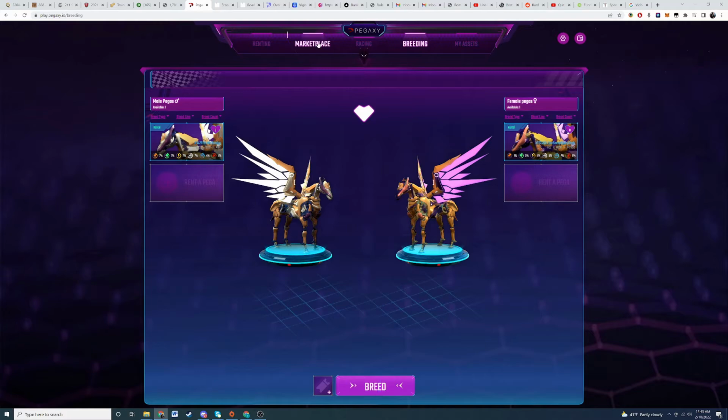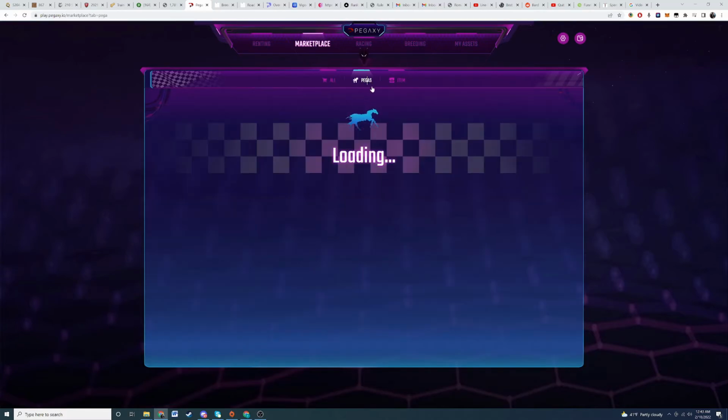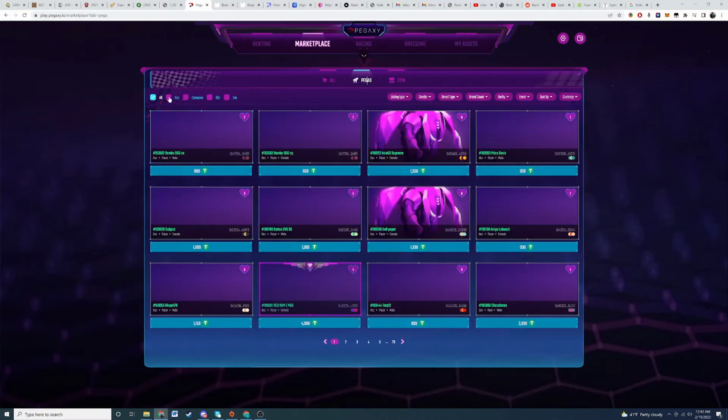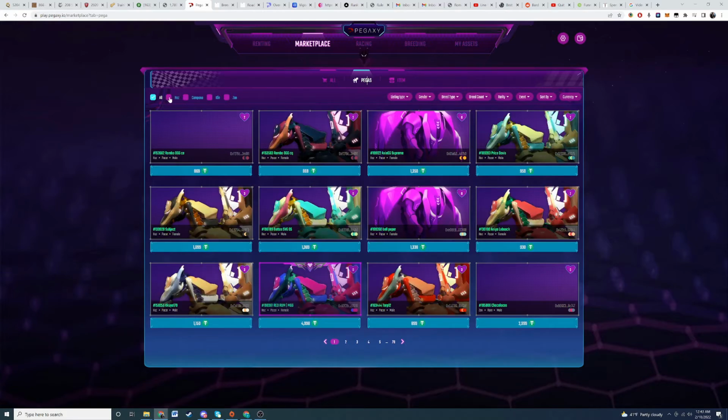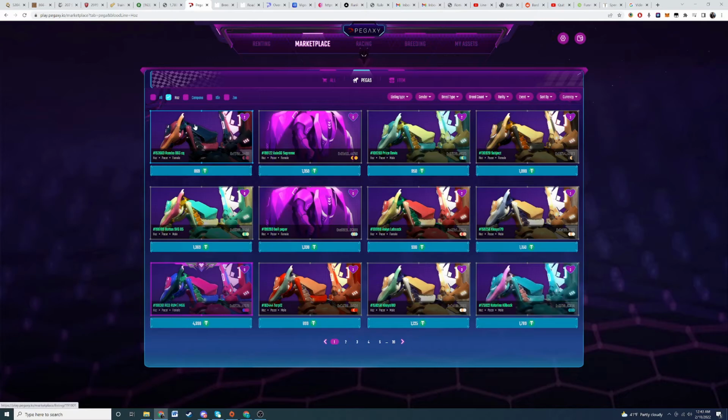So if we go back to the marketplace and look at Pegas, these are the 4 bloodlines. You have Horas, Campona, Klin, and Zan. Horas are the ones with the lowest cooldowns. So a baby Hora can race 24 hours after it has been born, and can breed 4 days after it is born.